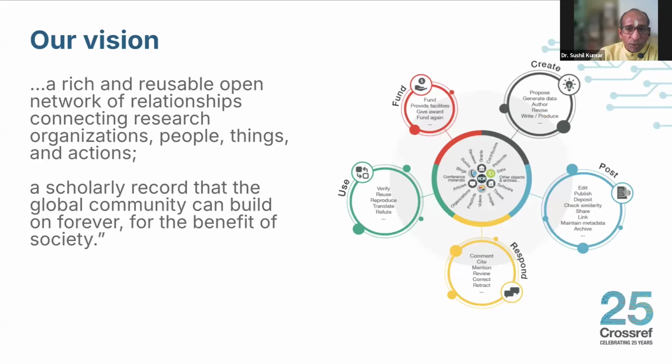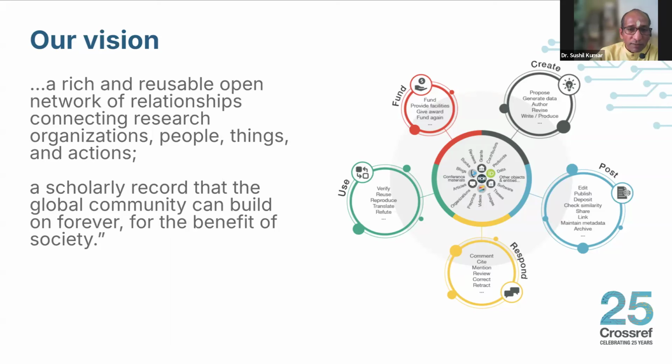What do we envision for the scholarly community? What's the end goal for our mission? We see a rich and reusable open network of relationships connecting research organizations, people, things, and actions. A scholarly record that the global community can build on forever for the benefit of society. But what does that really mean? Well, as you know, Crossref members are able to register a persistent identifier, a DOI. We will discuss it in the next slides. And a metadata record for the content they publish, and we then make that metadata available for the global scholarly community through our open APIs.